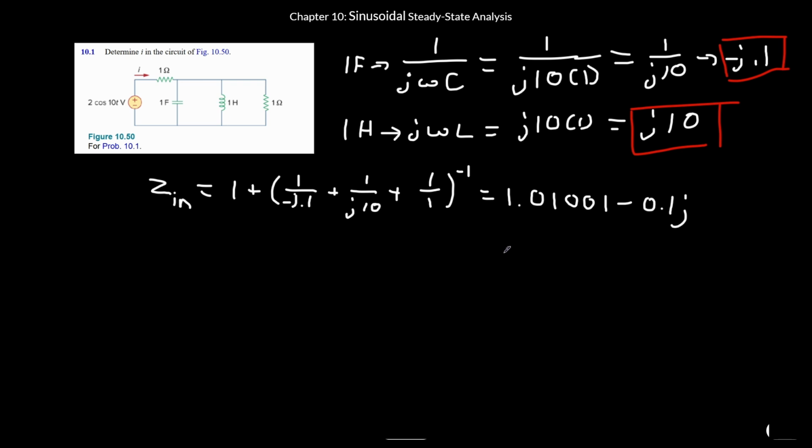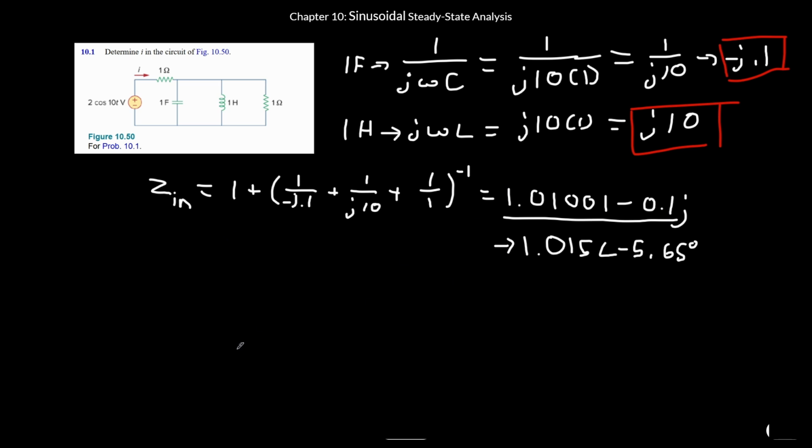Now, if you wanted to, you could, of course, convert this into polar, which would be 1.015 with an angle of, I think this would be negative 5.65 degrees. However, my calculator in particular does not like polar very much, so I'm just going to keep my answer like this. So this is the answer for our input impedance.